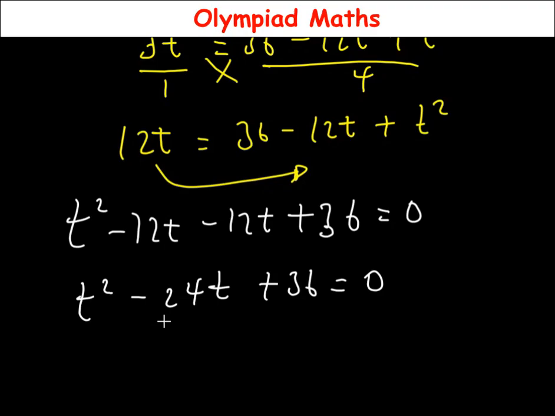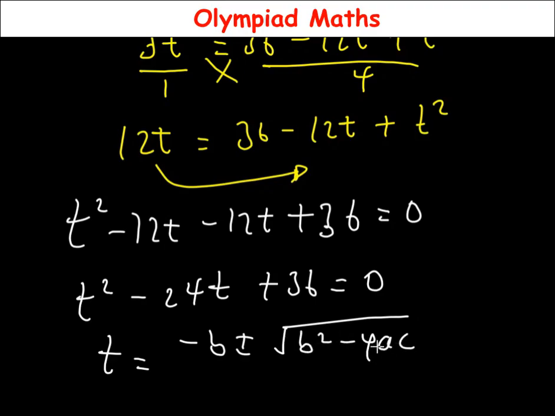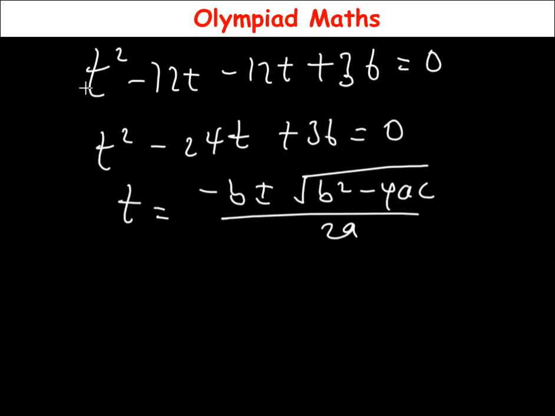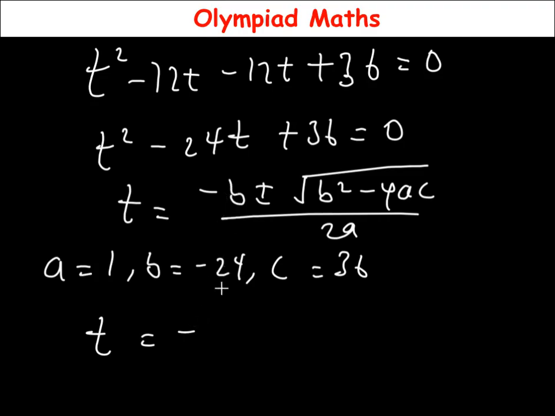Now to solve for the value of t, we're going to make use of the quadratic formula. So with respect to t, the formula is minus b plus or minus square root of b squared minus 4ac, all over 2a. In this case, the value of a is the coefficient of t squared, which is 1. The value of b is the coefficient of t, which is minus 24. The value of c is the constant, which is plus 36. Now, putting these values into the formula, t is equal to minus, b is minus 24.